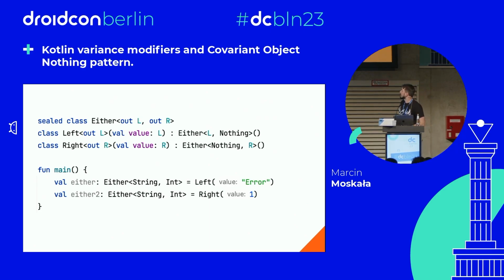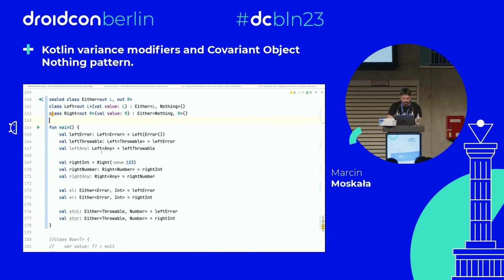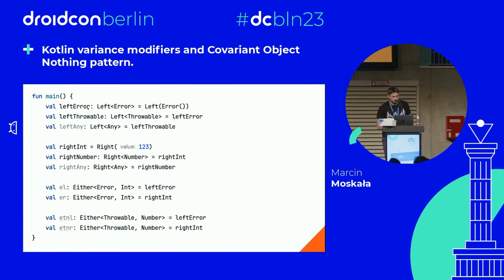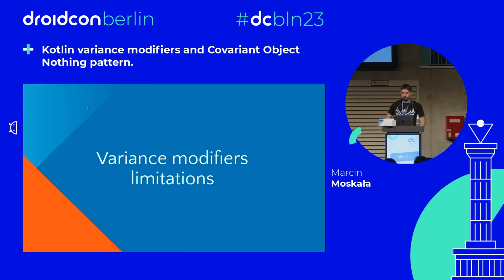And their variance is independent from each other. So for instance, if I wouldn't have out in here, that would work, but that doesn't work. Like Left of Error wouldn't be upcasted to Left of Throwable or Left of Any. Okay, so they are independent. Those type parameters have independent variance.